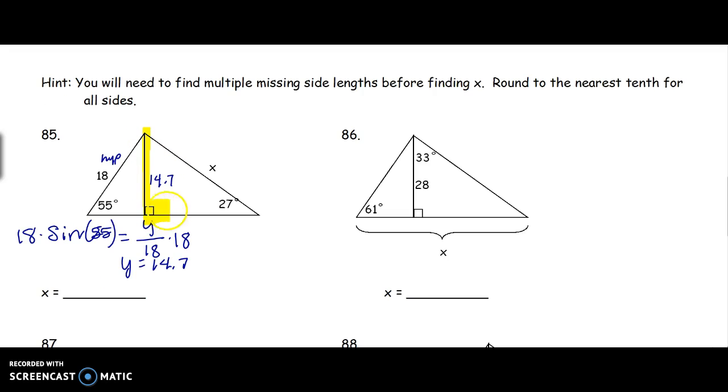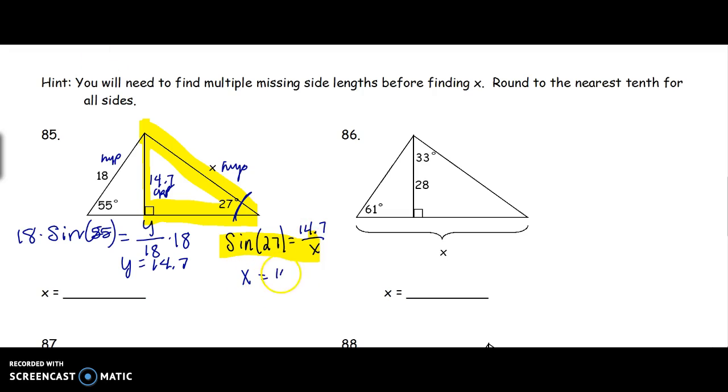Now we're going to look at the triangle on the right. So using 27 as our reference angle, we again have our opposite and our hypotenuse. So we're going to use sine again. Sine of 27 is equal to 14.7 over x. So this one, we just have to do the opposite, where we're going to switch those. So you have x equals 14.7 divided by the sine of 27.